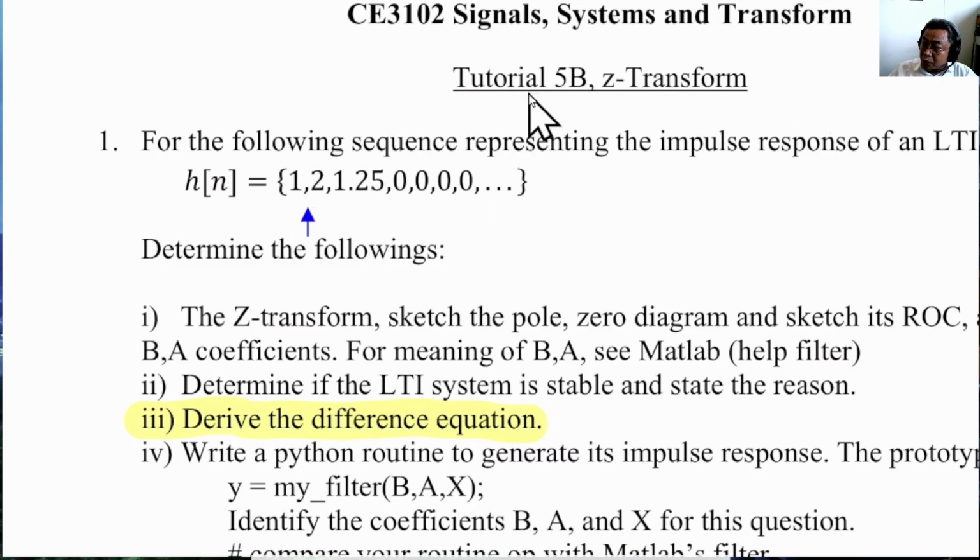Let's continue with tutorial 5B, question 1, part 3. In this part, we are asked to derive the difference equation. The only information we are given is again the impulse response. And remember, this impulse response is a finite impulse response because you only have 3 values, and after that the rest are 0. Let's see how we can answer this question.